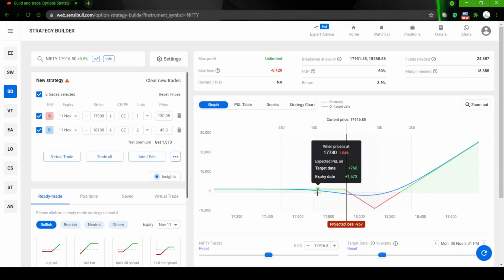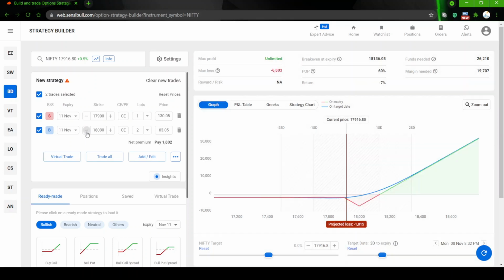When we have a debit trade, the call that you are buying costs more than what you have sold, right? So we will go to 18,000. When you go to 18,000, we are going to have a net debit trade. I just reduced it by 100 points, so the premium got changed. So now it is 83 rupees.